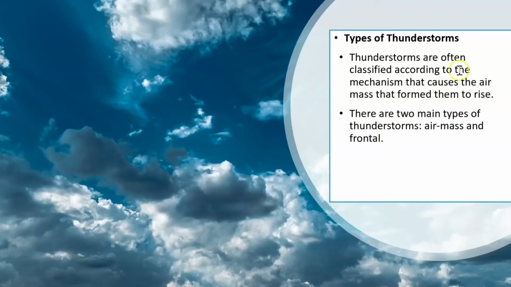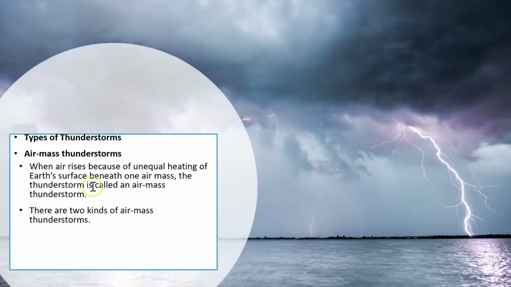Thunderstorms are often classified according to the mechanism that causes the air mass that formed them to rise in the first place. And this breaks down into 2 different types that we'll talk about. So thunderstorms will typically be either air mass thunderstorms or frontal thunderstorms. An air mass thunderstorm: when an air mass rises because of unequal heating of Earth's surface beneath one air mass, the thunderstorm is called an air mass thunderstorm.